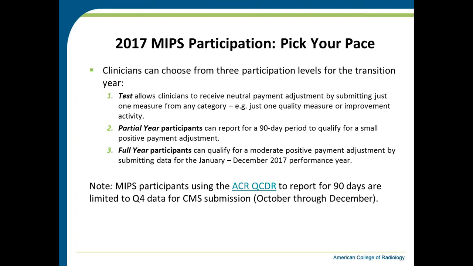So you can test. Test means you're just submitting like one quality measure or an improvement activity. If you do that, you will get a neutral payment adjustment, no positive, no negative, so no harm there. And then the next 2 options, participating for the full year or participating for part of the year. You can report for 90 days or a full year and qualify for a small or positive payment adjustment. So do keep that in mind that you're not required to do the full year's worth of participation.